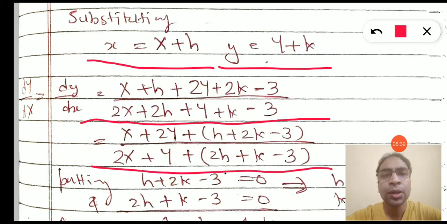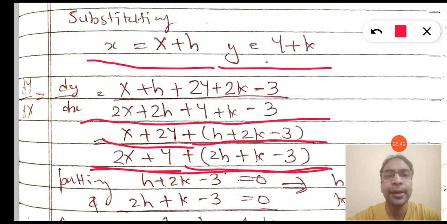We can see, so this term is x plus 2y and this is 2x plus y. On the right hand side we have all constants, h plus 2k minus 3, and in the denominator 2h plus k minus 3. So these are the two equations, 1 and 2, which are to be kept equal to 0. Then only we will have the homogeneous equation.